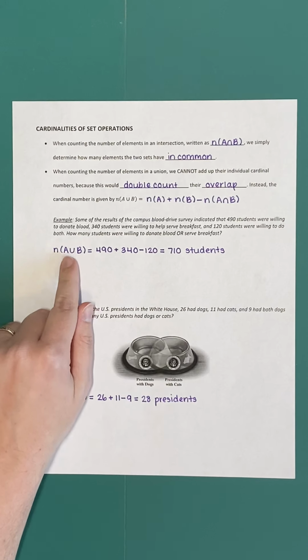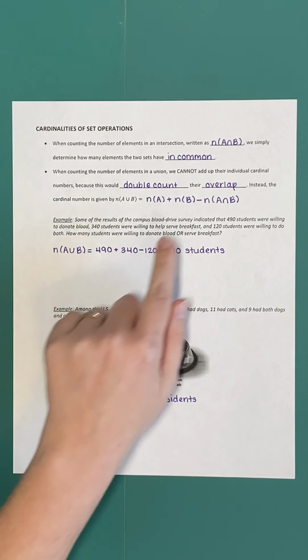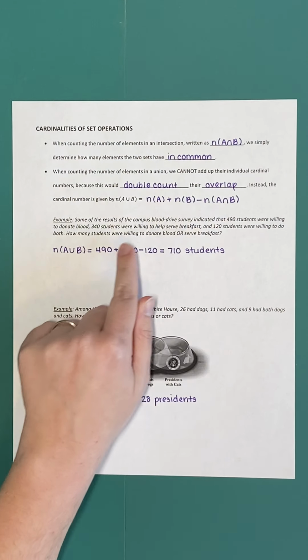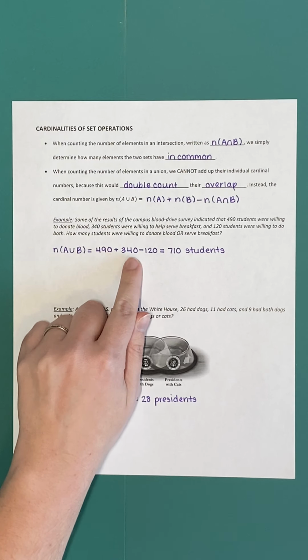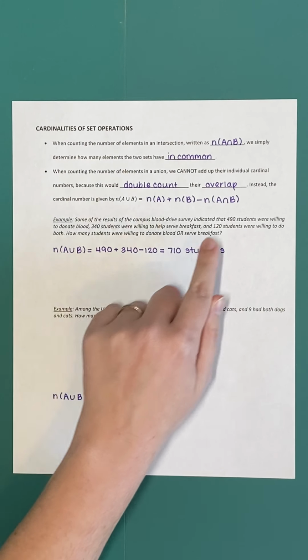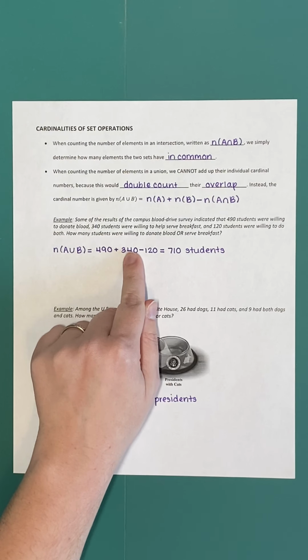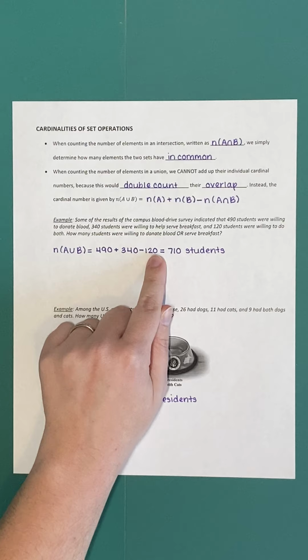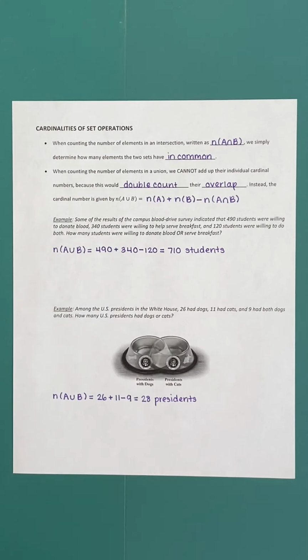So the count for our union, the cardinal number for our union, people who are willing to donate or help with breakfast, that's going to be everyone who wanted to donate, 490 people in total. Everyone who wanted to help with breakfast, 340 in total. This double counts people who did both. So we're going to subtract that overlapping region so that it's only counted the one time, and we override it being counted the second time. So 490 plus 340 minus 120.